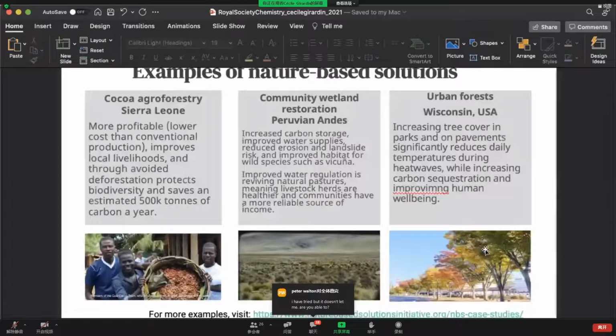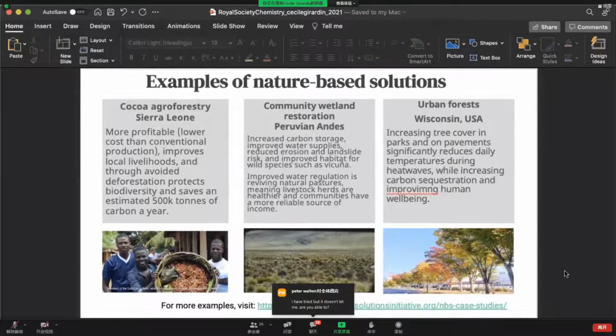Here are some examples of nature-based solutions, just to put it in a practical context. We have, for example, cocoa agroforestry in Sierra Leone, which has been demonstrated to be more profitable because it's achieved at a lower cost than conventional production. It improves local livelihoods, and through avoided deforestation projects, it improves biodiversity and saves an estimated 500,000 tons of carbon a year. So climate mitigation.